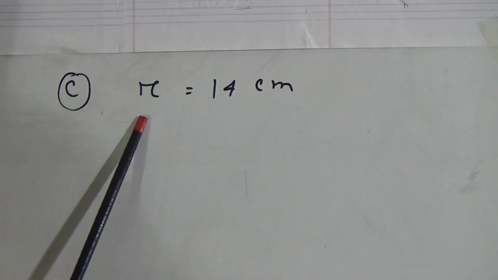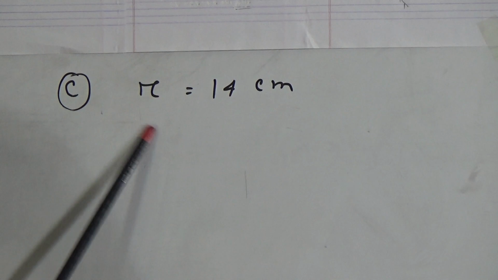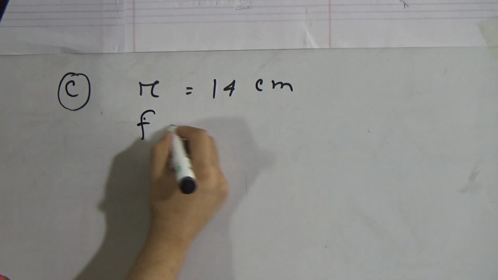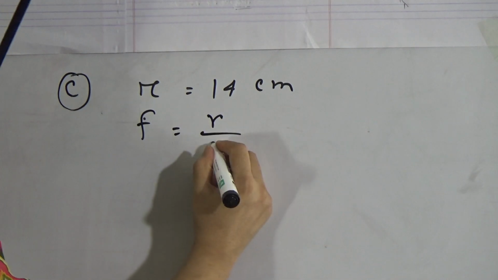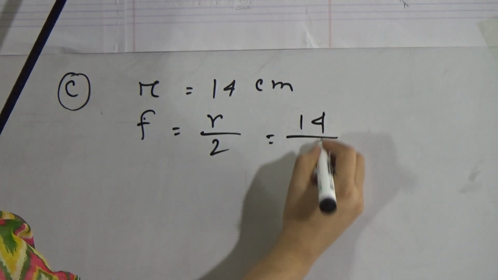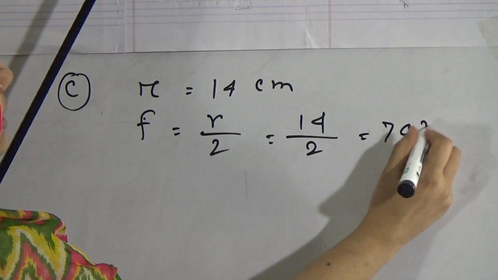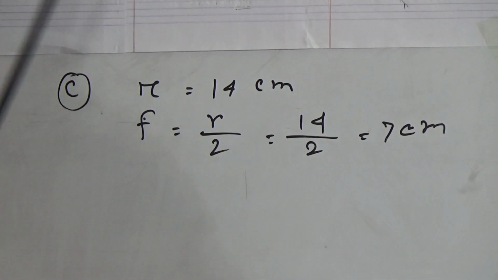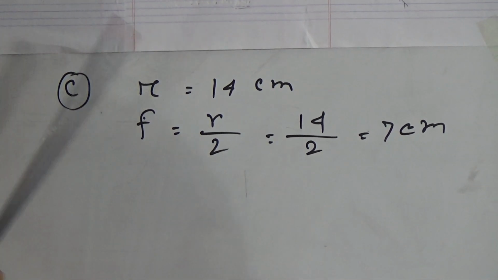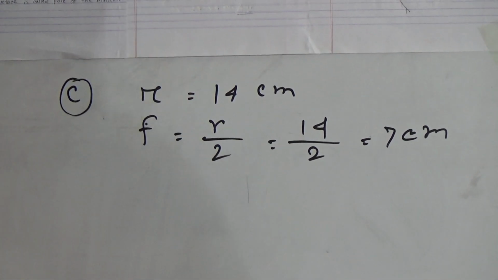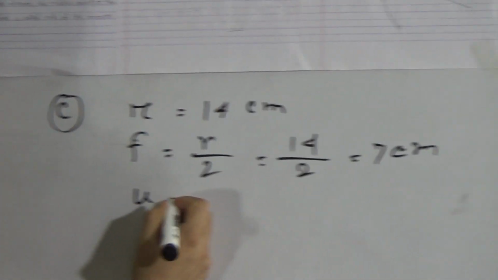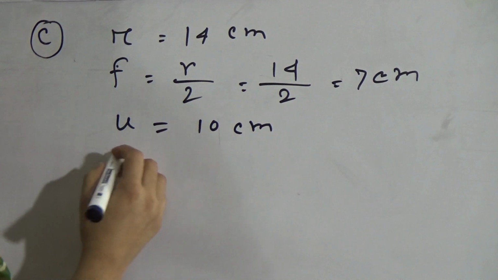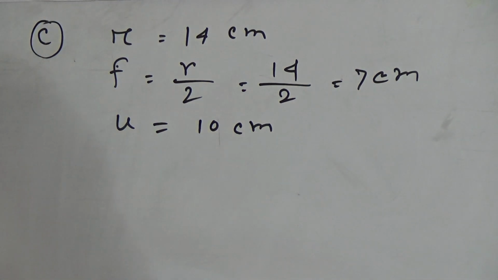From r we can find out the focal length. So the focal length f equals r divided by 2. So r here given 14, divided by 2, that means 7 centimeter. Focal distance is given 7 centimeter, and the distance of the object is u. So u is given in the stem. The distance of the object u is 10 centimeter. So we have to find out the distance of the image.